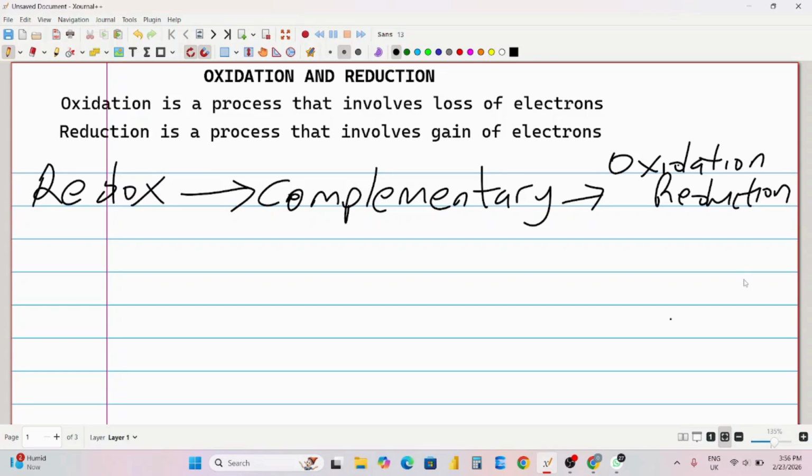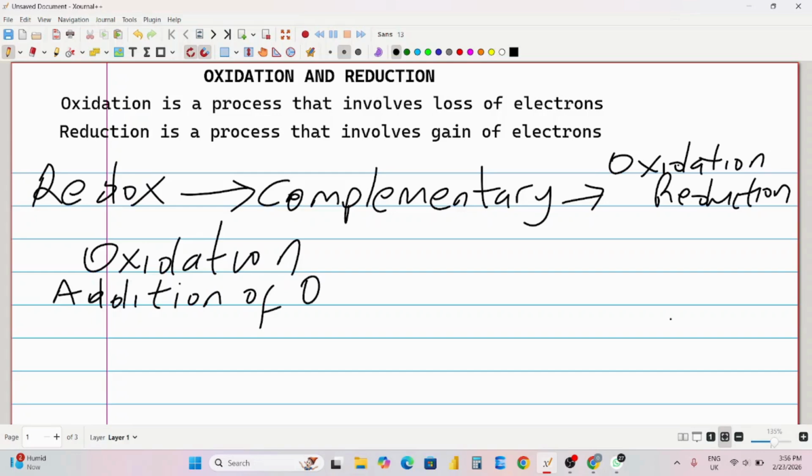Now, the first way to look at it easily so that you can remember oxidation is addition of oxygen. So if the substance involves oxygen being added to it, we say it's oxidation. Then obviously reduction will be the opposite. That will be removal of oxygen.